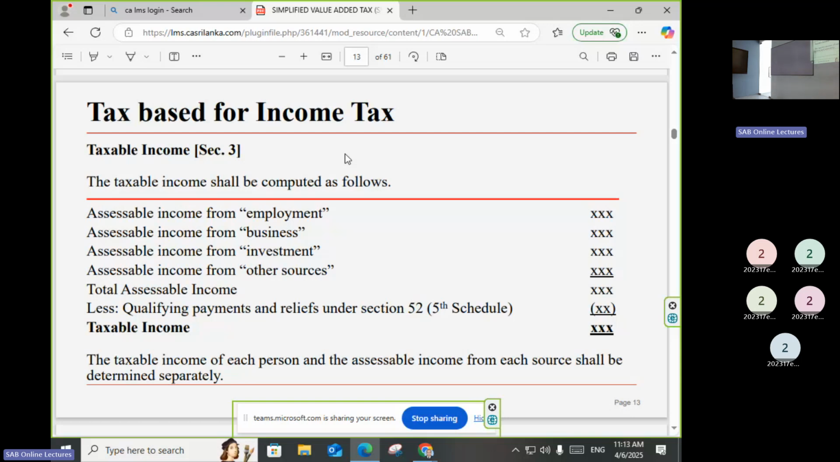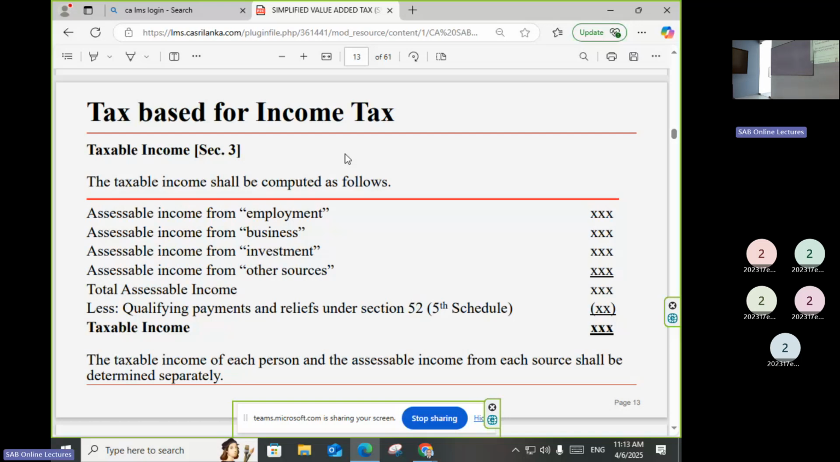Also, there is a dominance principle. Whatever income we receive, first we have to check whether it has the attributes of employment. If it is not, then we have to check whether it has the attributes of business, and what types of things come under business. If it is not, then we have to check whether it comes under investment. Tax law says what is investment and what are the elements of investment income. If it is not, then we have to check whether it comes under the other source. Thereafter the total income we call the total assessable income of the person.